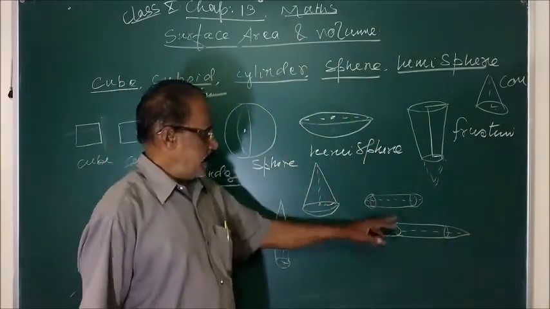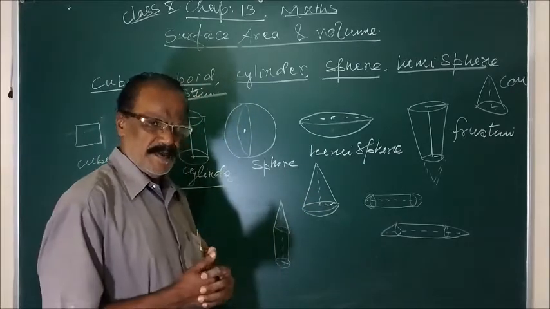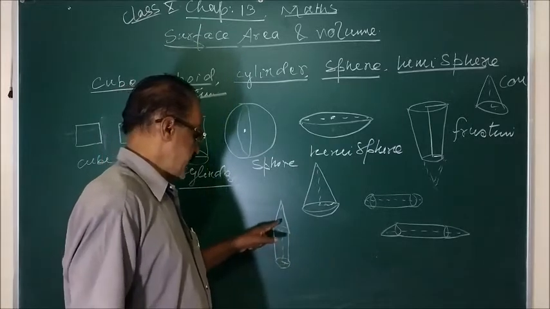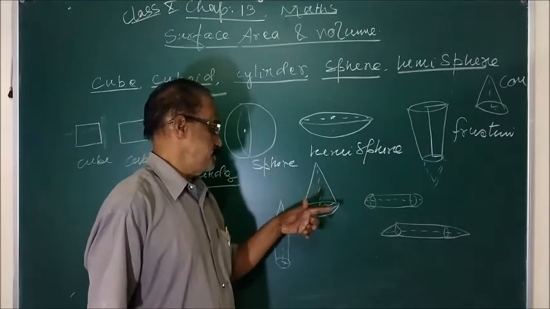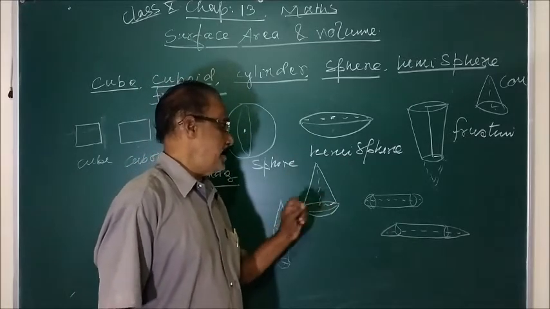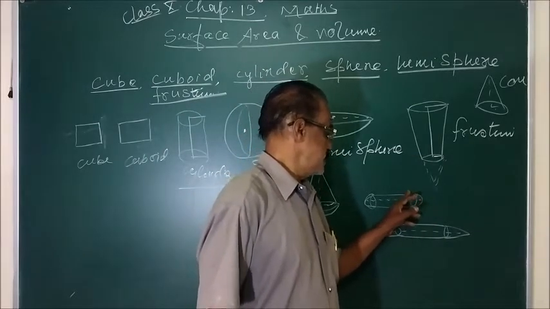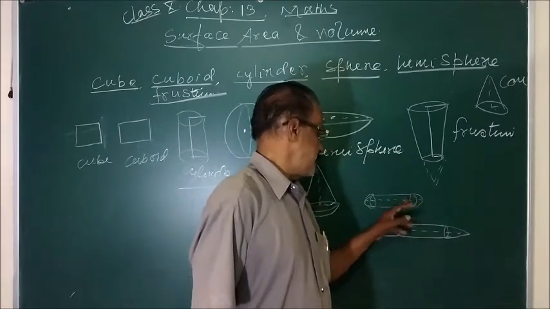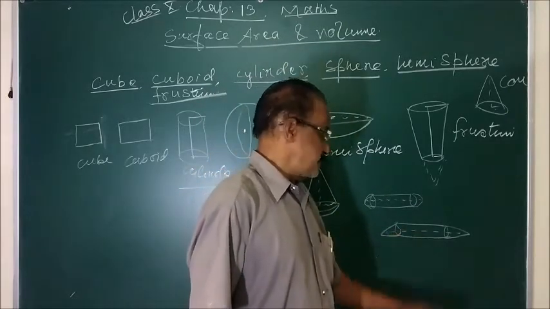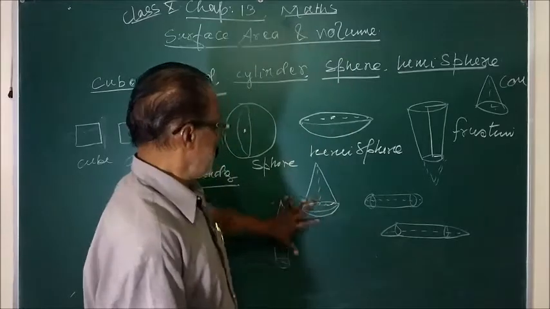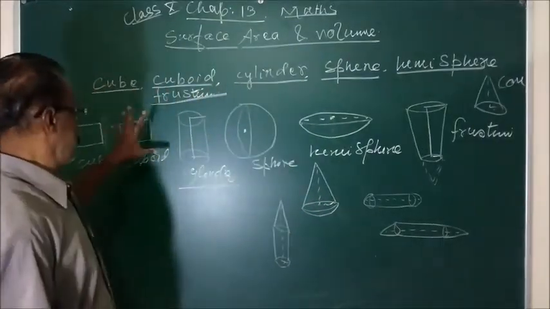And these figures given below are combined figures. This is a cone inverted over a cylinder. A cone inverted over a hemisphere. And this cylinder is surmounted by two hemispheres. And this is a cylinder surmounted by two cones. So these are combinations of solids.